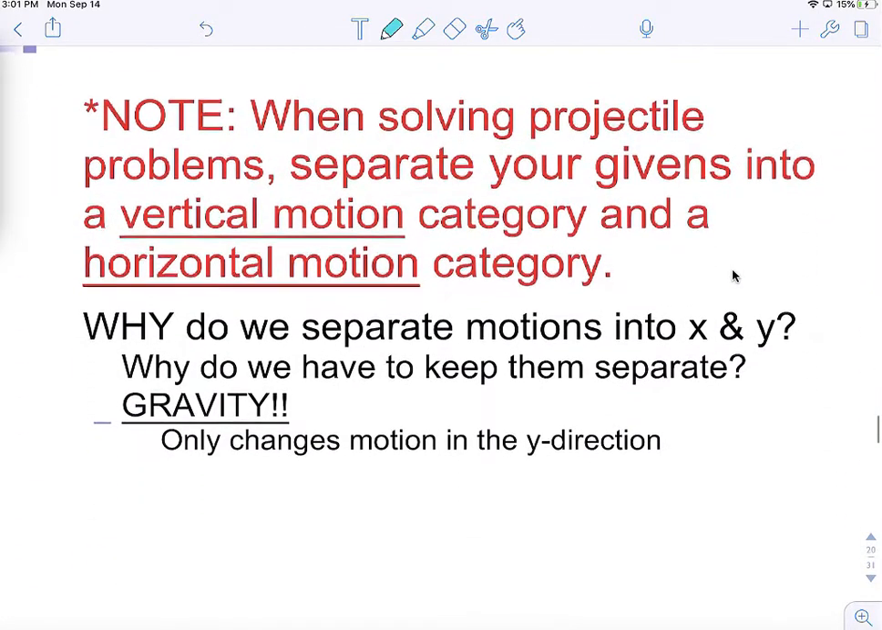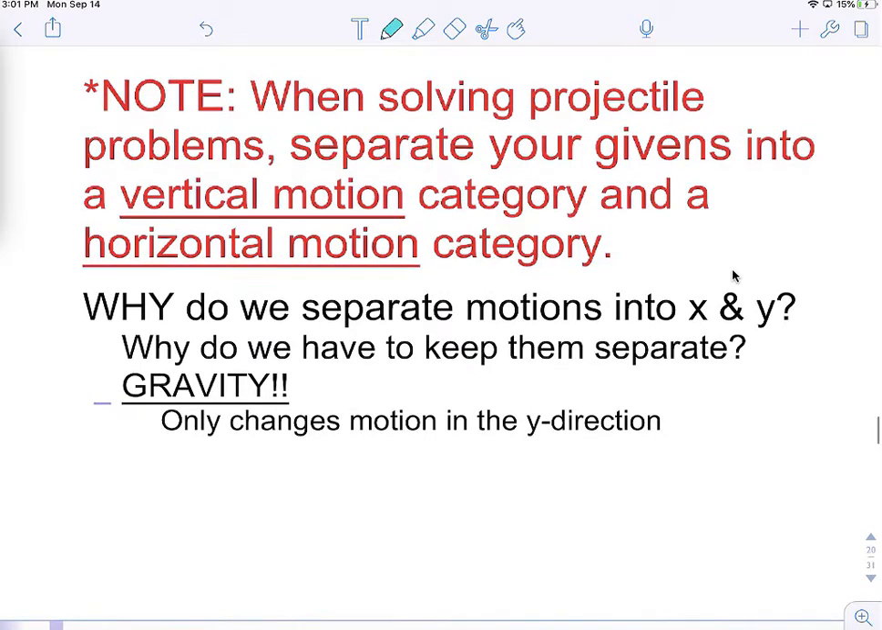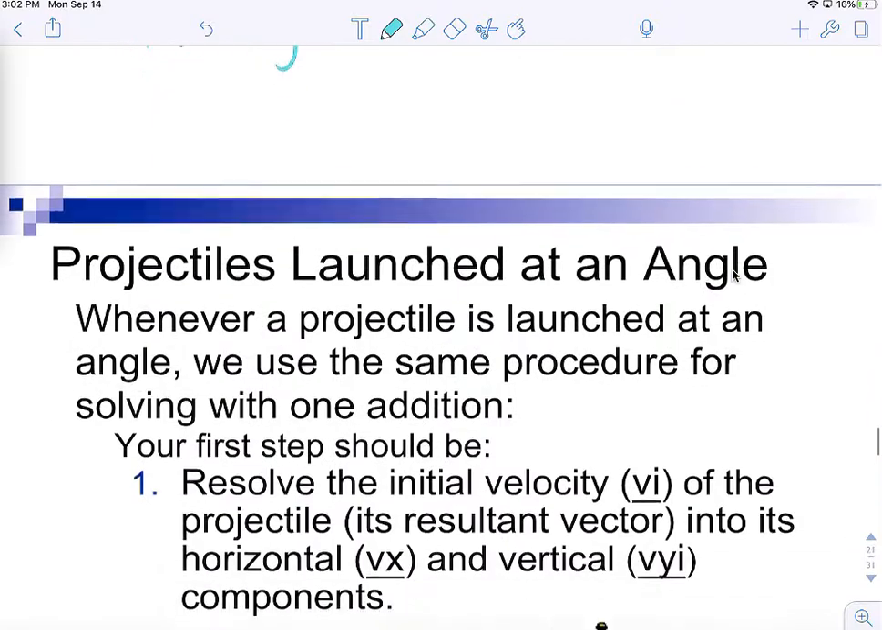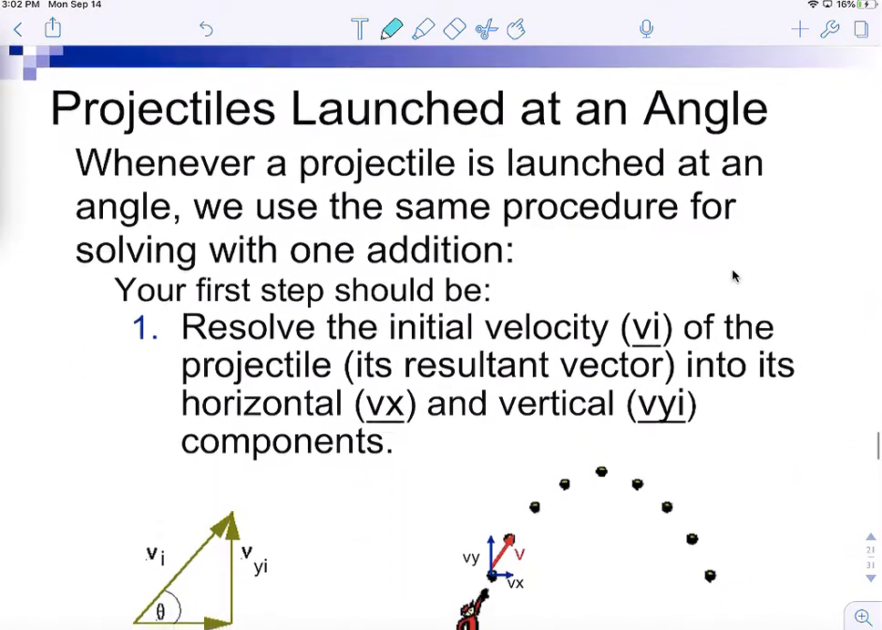Cool, cool, cool. Why do we separate motions into x and y? Strictly because of gravity. Gravity only affects objects when they are moving up and down. If they are moving side to side, it doesn't slow them down or speed them up. It really just pulls objects down, so it only affects the y direction. That's what gives the acceleration in the y direction: gravity. Okay, great. I'm giving you a lot of information. We will do a problem, I promise.